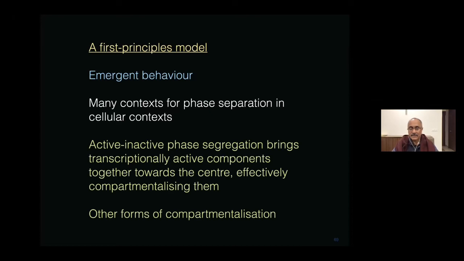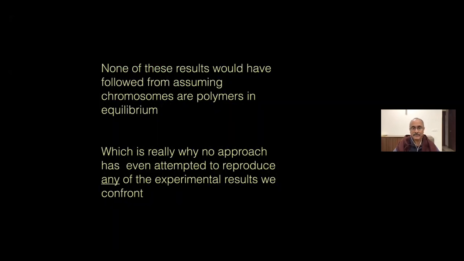There are many contexts in which people have talked about phase separation in cellular context, and you probably had some talks about this altogether. But the phase segregation that I'm talking about in this context between active and inactive components is one that takes transcriptionally active components and brings them towards the center, effectively compartmentalizing them. So it's a sort of compartmentalization that is like the compartmentalization that is envisaged in phase separation scenarios, except that this happens completely due to activity. Okay, so it's interesting to try and examine the relationship between compartmentalization and these different ways of thinking about it.